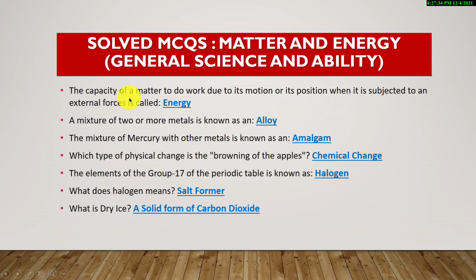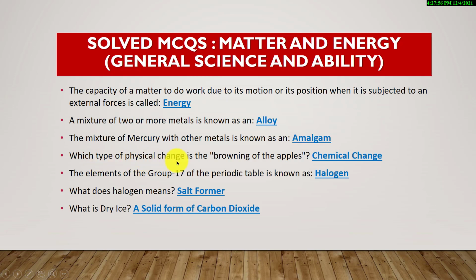The capacity of a matter to do work due to its motion or its position when it is subjected to an external force is called energy. A mixture of two or more metals is known as an alloy. The mixture of mercury with other metals is known as an amalgam.